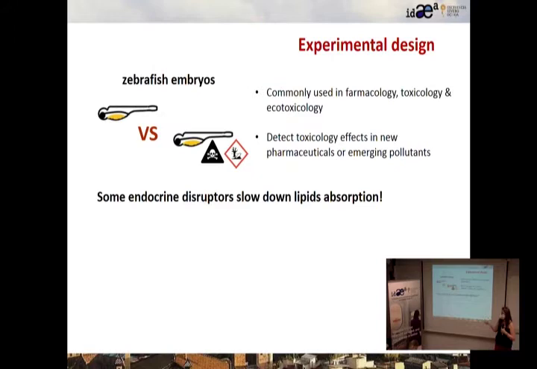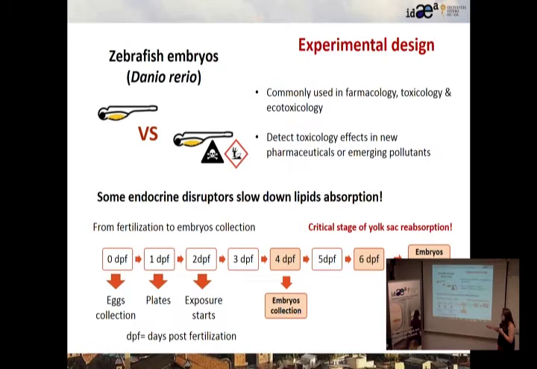This is my normal pipeline when I work with zebrafish embryos. I collect my eggs at zero days post-fertilization. Then I put them into plates at day one. I start exposure at day two. And then in this case, I collect my embryos at days four and six because they were critical stages of yolk sac reabsorption. But exposed to what?